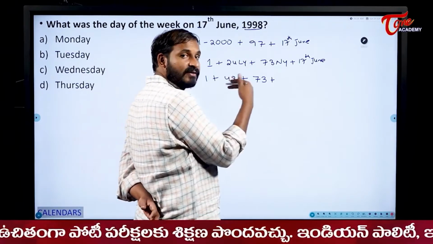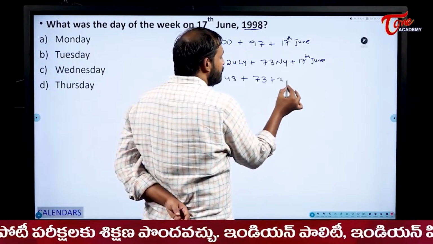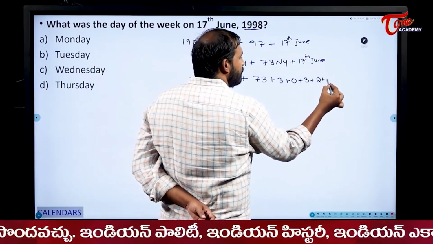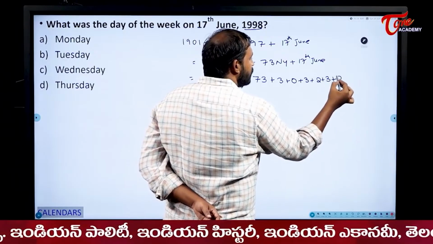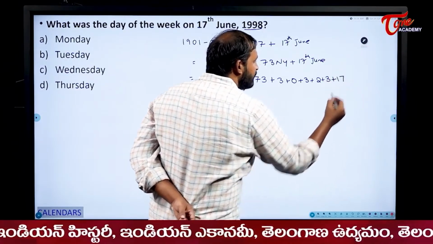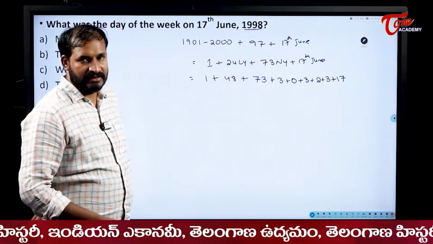So now I need to travel from January to June. January, February, March, April, May, June code. No, don't write the code for June. Why? Because we are finding a date in the month of June itself.